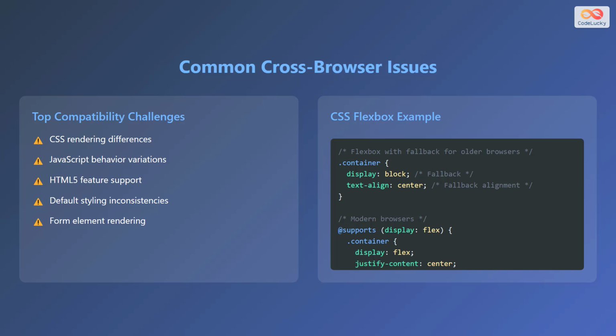This code snippet demonstrates a CSS flexbox example with a fallback for older browsers. For older browsers that don't support flexbox, we use block display and text-align center as fallbacks. Modern browsers that support flexbox will use the flexbox properties to center the content.